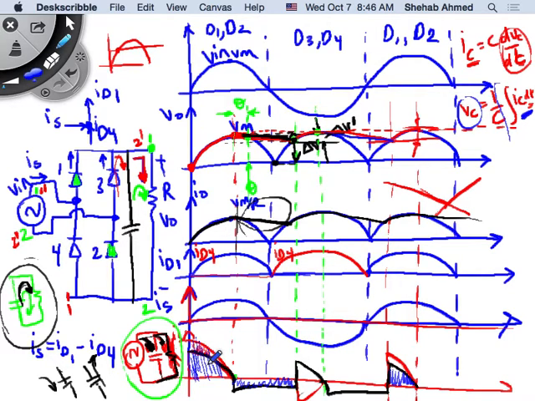So do I want, what's my objective? What was the objective of my capacitor? Why did I even use it?